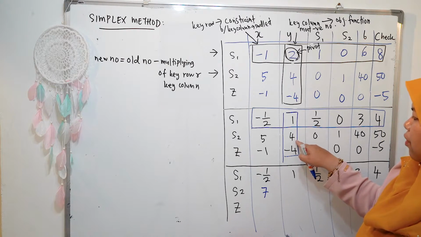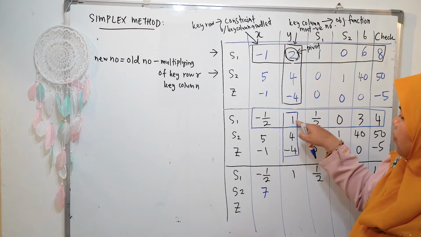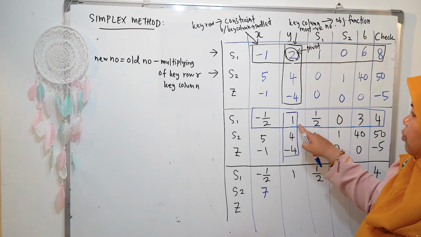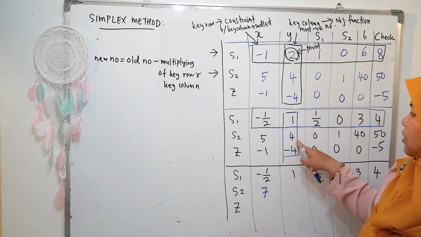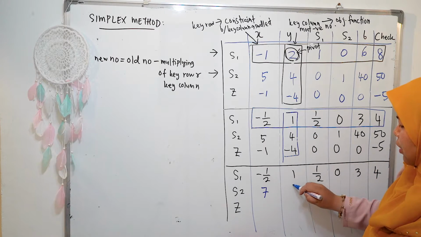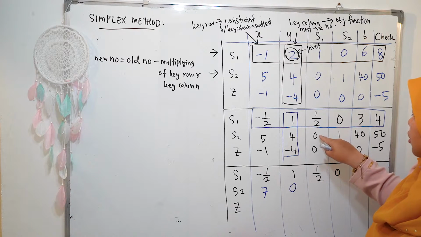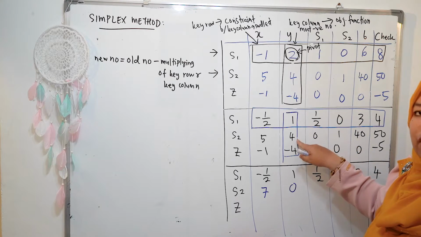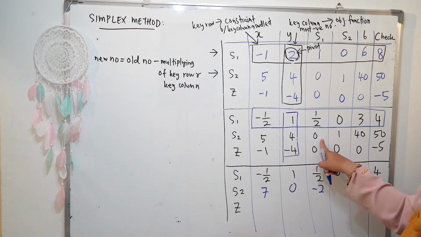Okay, how about number 4? So 4 minus 1 for the key row, times with key column. For the key column, take the number itself. So 4 minus 1 times 4. So I get 0. Okay, the next one, 0 minus half times 4. So I get negative 2.